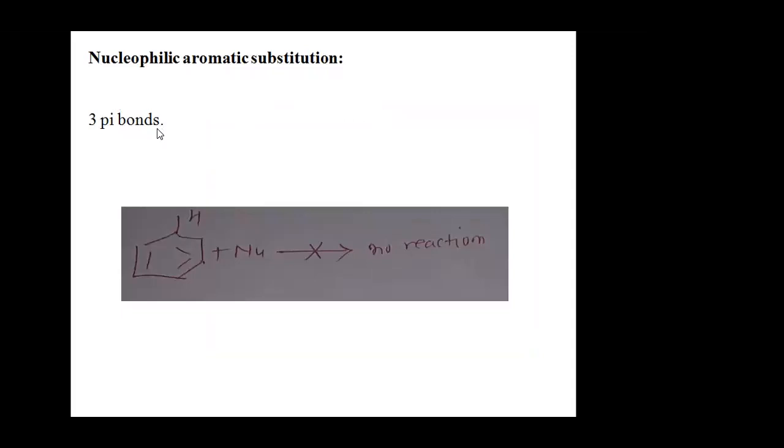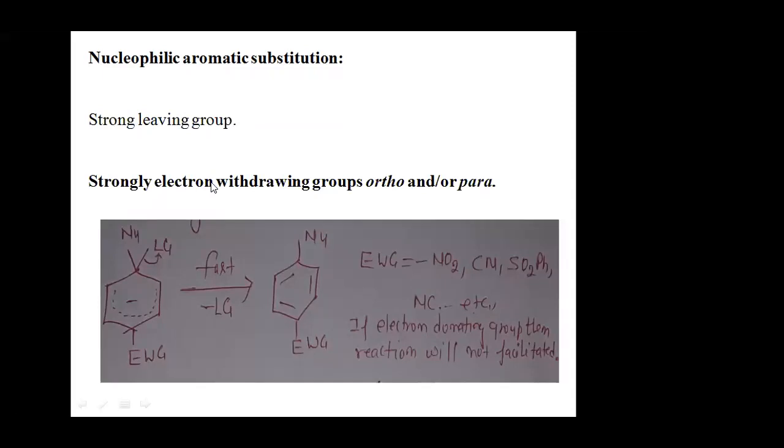You can see, because there are 3 pi electrons, normally they behave like a nucleophile and they cannot react with the nucleophile. They cannot give any reaction. But I already told you, if there is a strong electron withdrawing group at ortho and para position, then it decreases the electron density from the benzene ring, right? And when the electron density decreases, then due to deficiency of electrons, it can react with a nucleophile.